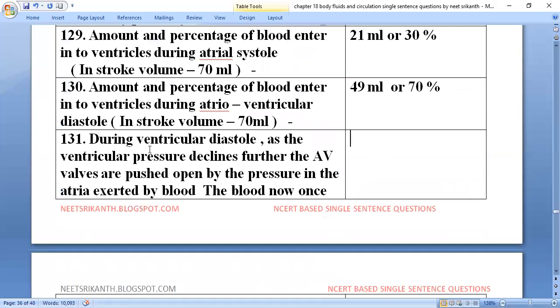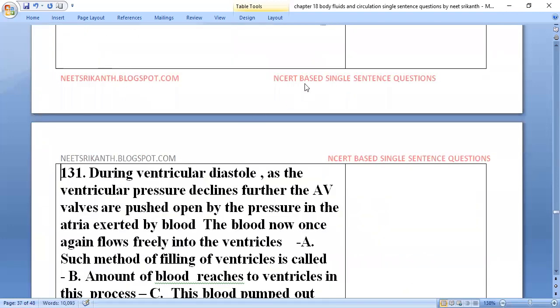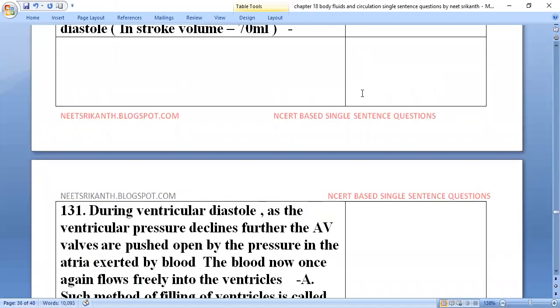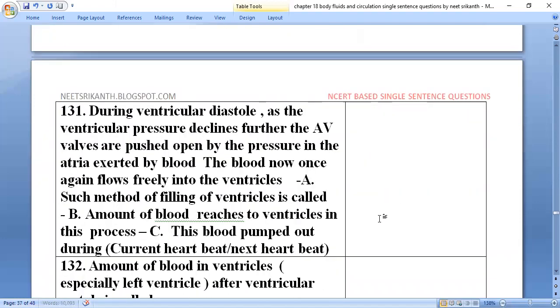70%. Now, during ventricular diastole, as the ventricular pressure declines further, the AV valves are pushed open by the pressure in the atria exerted by the blood. The blood now once again flows freely into the ventricles.